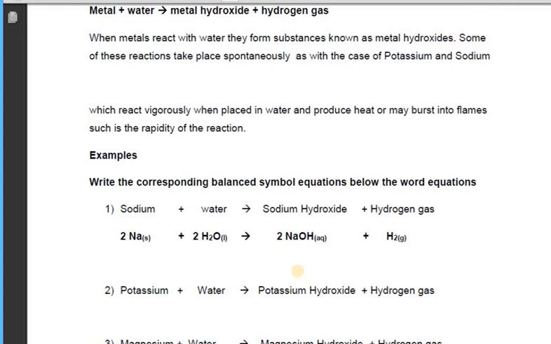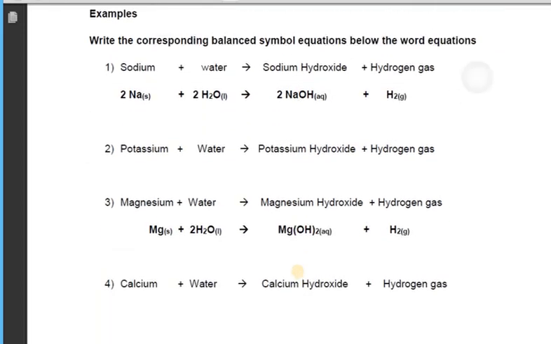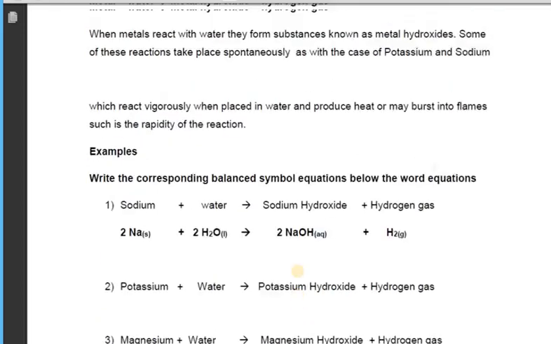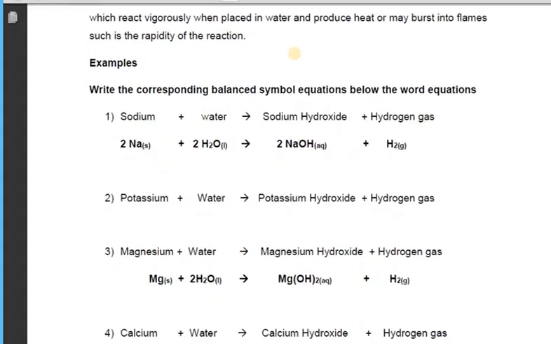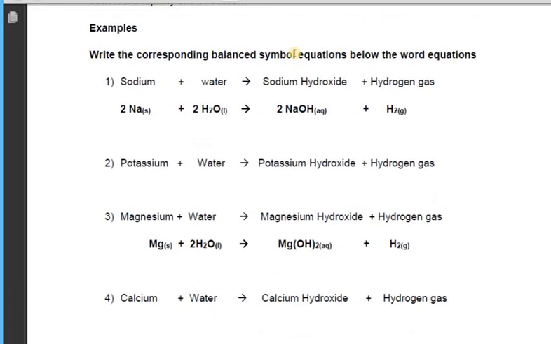Spontaneous reaction. So what we have here are also some equations. The general equation is that when metal reacts with water, they form metal hydroxide and hydrogen gas. Then the first equation that I did for you guys, because I am so kind, is sodium plus water to produce sodium hydroxide, 2 moles of sodium hydroxide plus hydrogen gas.